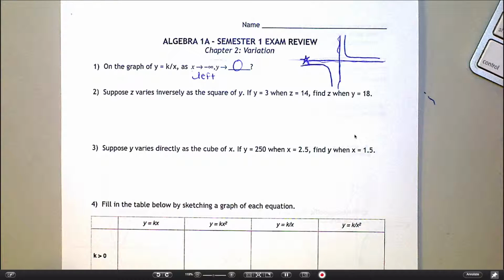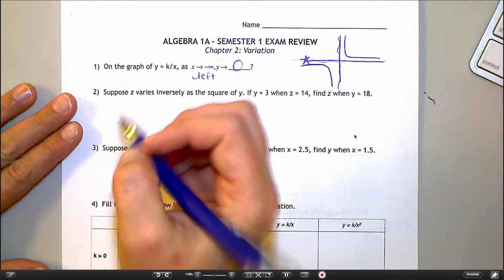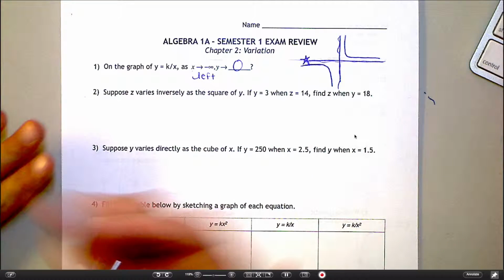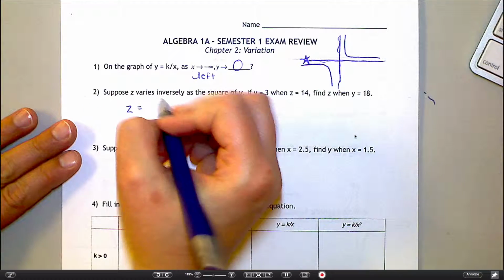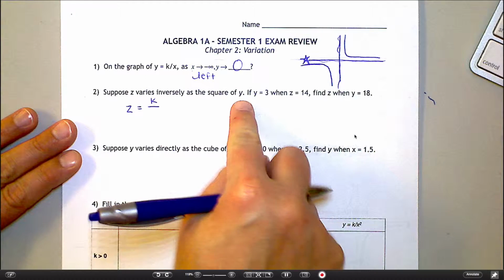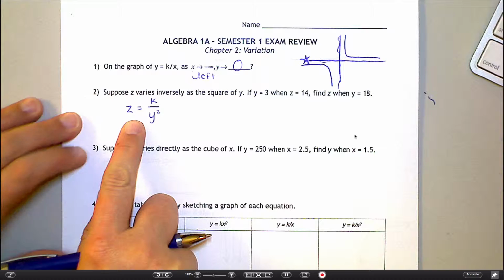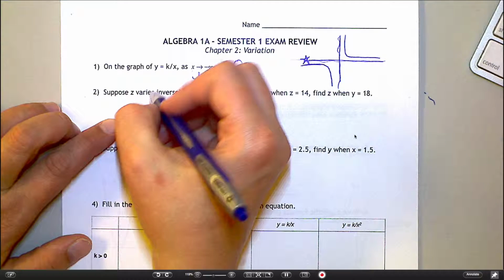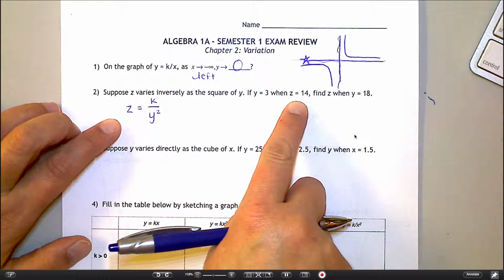Number 2. Suppose z varies inversely as the square of y. And I've had a lot of questions on how to set that up. It's very literal. It's very word for word. So z varies inversely, so that means I'm going to be using division, with the square of y. So this is what's called my general formula. Now I need to solve for my k value, so I'm going to do that by plugging in my y and my z value.